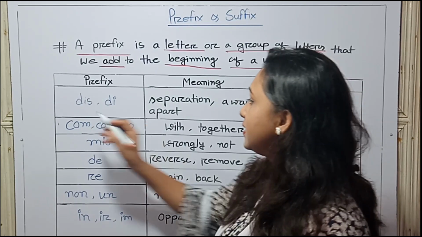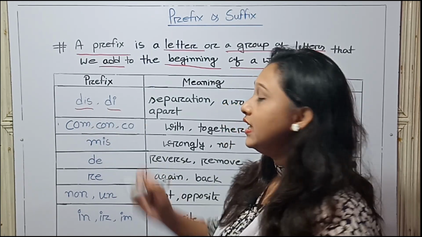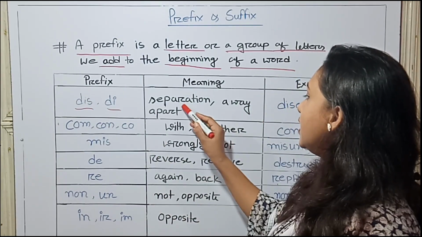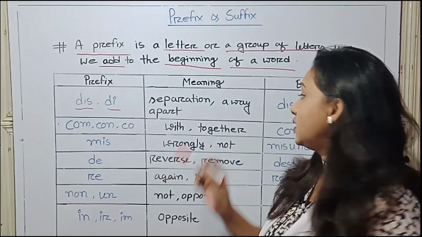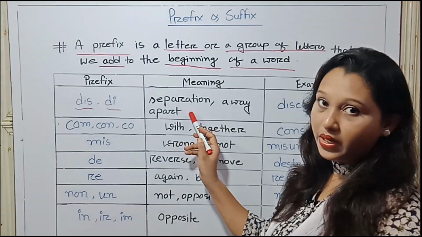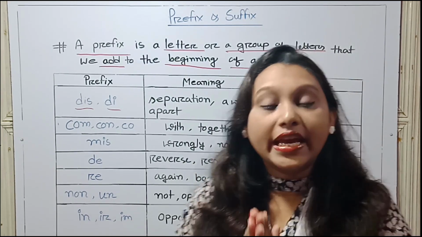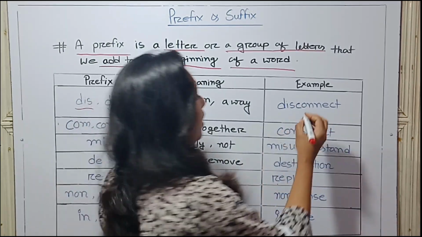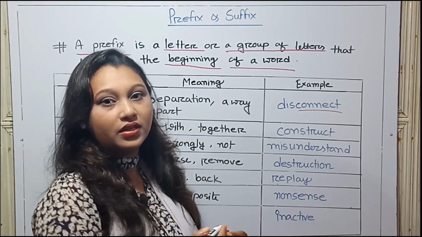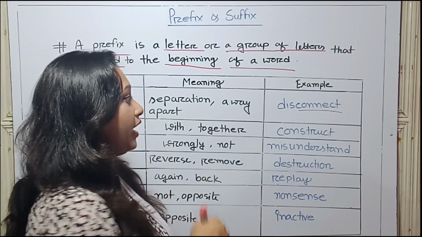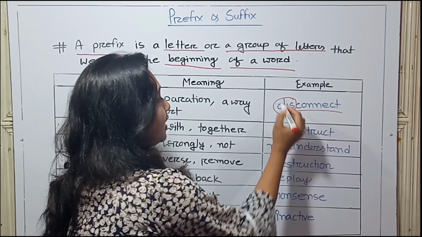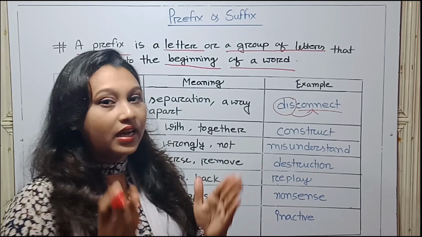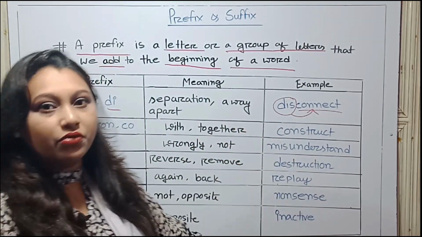First one, prefix dis or di. What does this one mean? This means separation, to separate, like away or apart. Now, if we talk about example, what is our example? You can see disconnect. So here, connect is our root word, and here we used prefix dis. Finally, it becomes disconnect. Like this way, you can use different kinds of words.